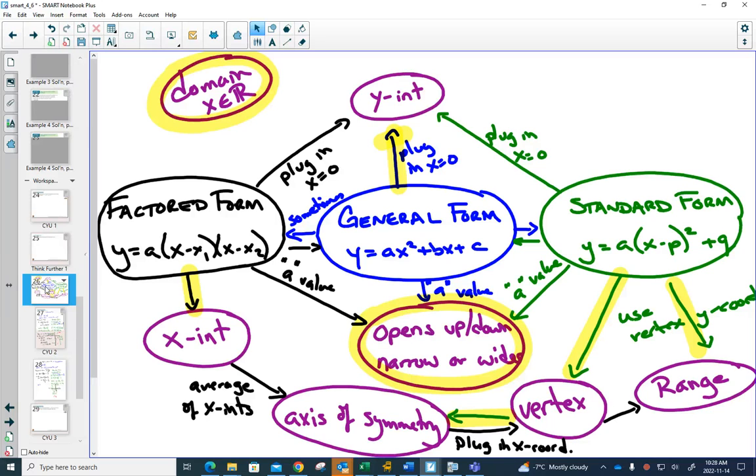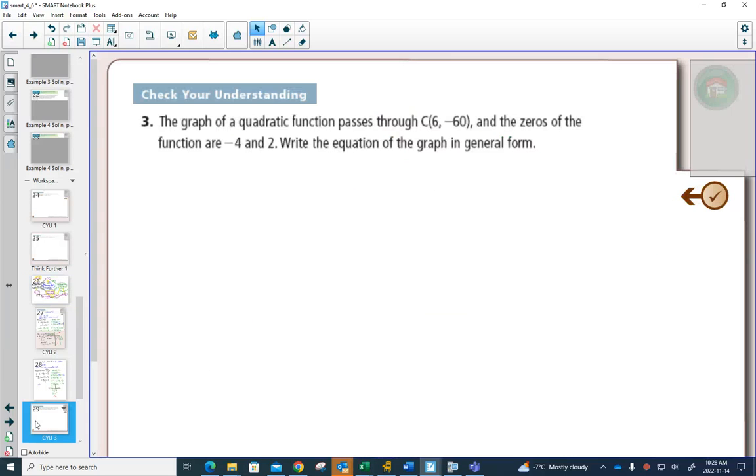Do we have any information that helps us write in general form right now? No. What is the information that we're given? We're given a point, and do you remember the other words for zeros? Zeros is another word for roots, another word for solutions, another word for x-intercepts. So they give us the x-intercepts.